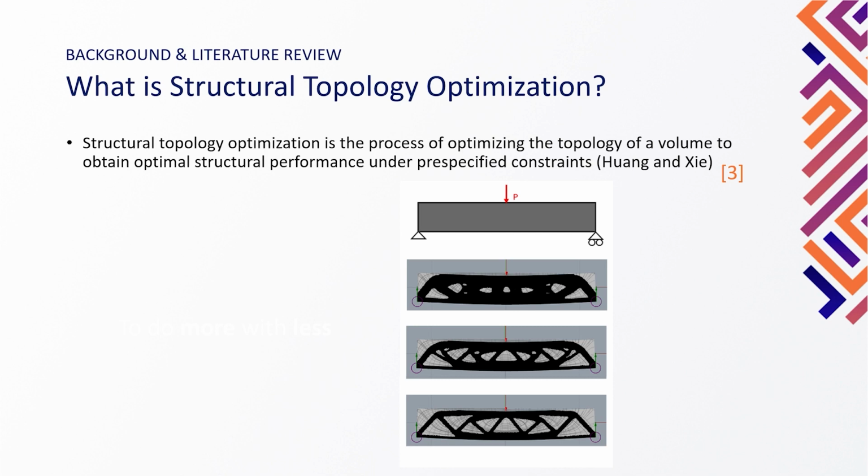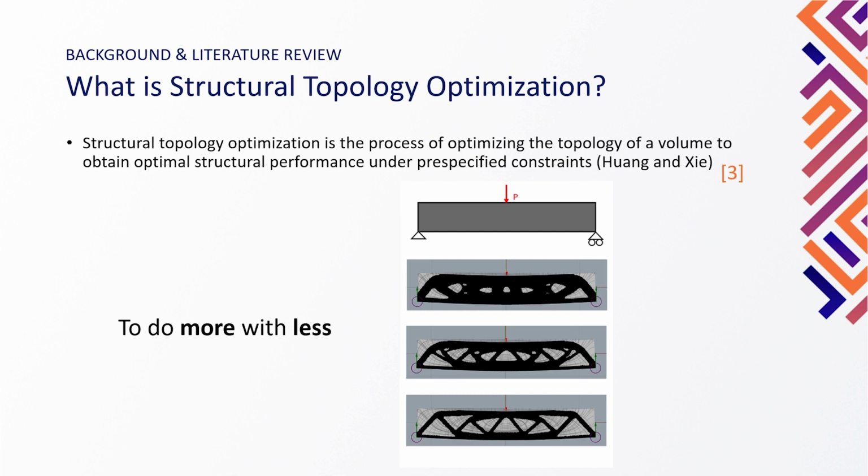So, what is structural topology optimization? Huang and Xie gave a nice definition for structural topology optimization. They said it's the process of optimizing the topology of a volume to obtain optimal structural performance under pre-specified constraints. And I like to define it with fewer words. It's basically to do more with less.